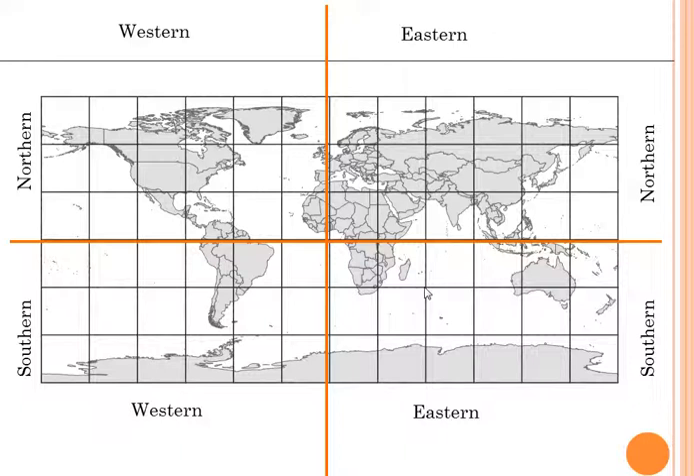All right, and how do you write the degree sign? Alt 248 will give you the degree symbol, okay? So that's pretty easy, right?